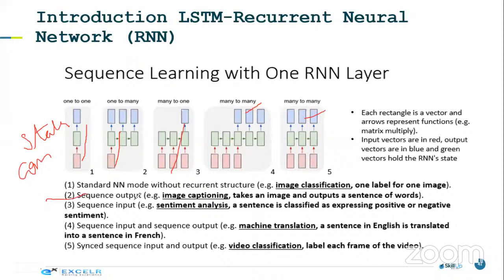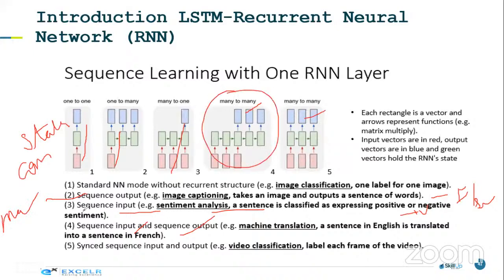Try to understand it this way. Sequence output, right? Image captioning: take the image and give a sentence of words. Out of the image, we are trying to create sentences. Or sequence input, like sentiment analysis, positive or negative sentences. Or sequence input and sequence output, like machine translation, right? That's what I'm saying, many to many.